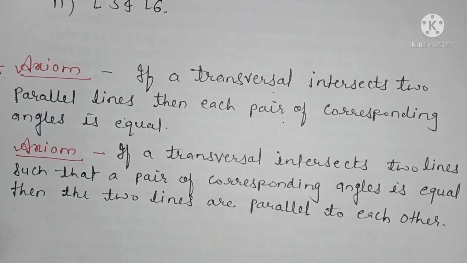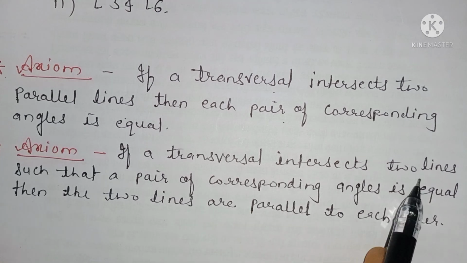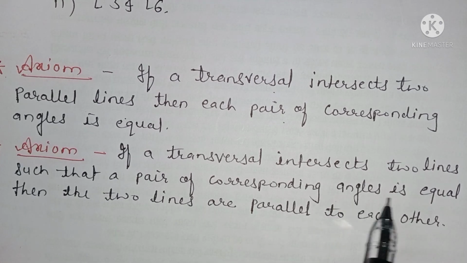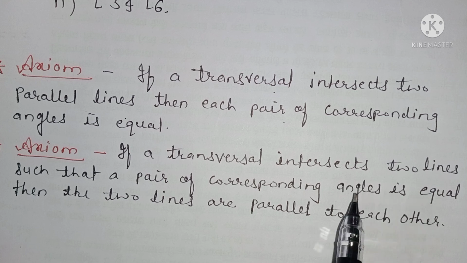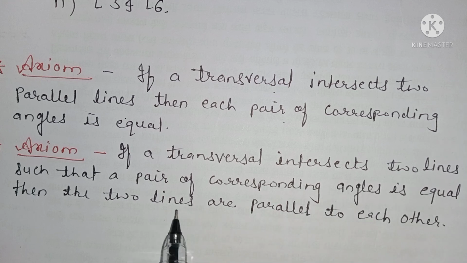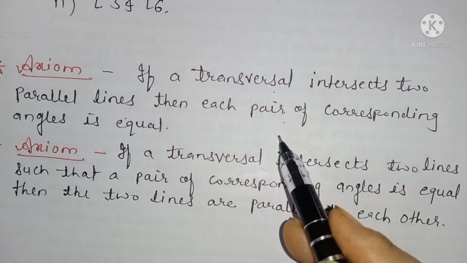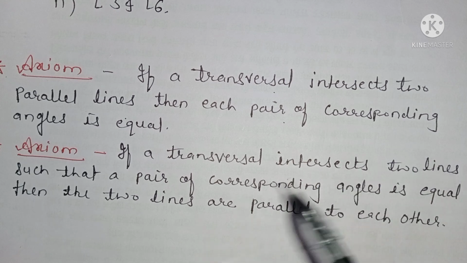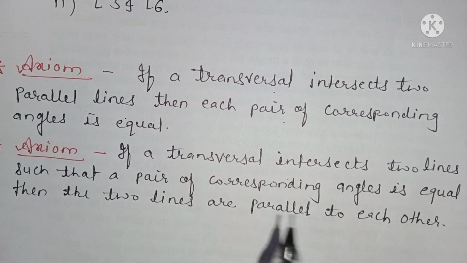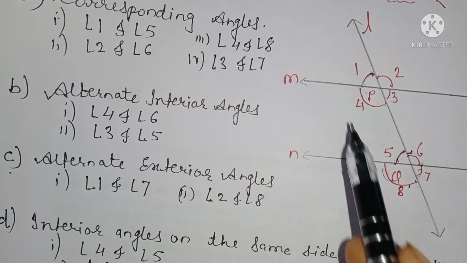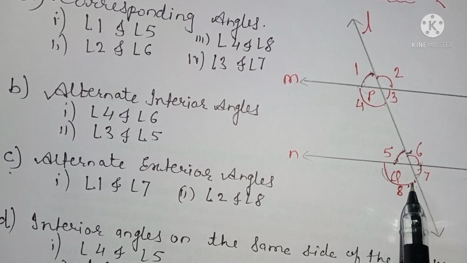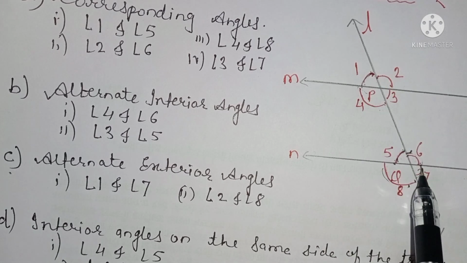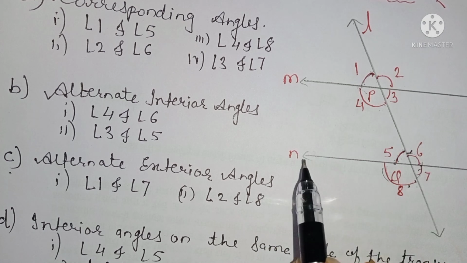Now the next axiom is: if a transversal intersects two lines such that the pair of corresponding angles are equal, that is the converse, the opposite of the first. If it is given that corresponding angles are equal, then we can say the two lines are parallel to each other. Exactly the opposite: if two lines are parallel and a transversal intersects them, then corresponding angles are equal, and vice versa, if the corresponding angles are equal then the lines have to be parallel. Means if it is given that angle 4 and angle 8 are equal, or if you prove that angle 2 and angle 6 are equal, then you can write line M is parallel to line N.